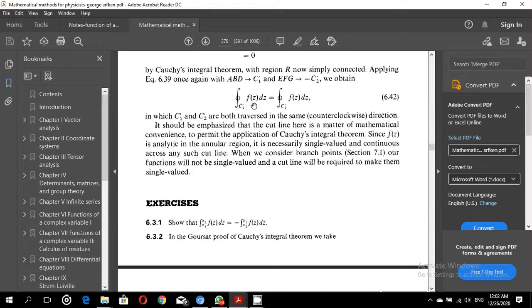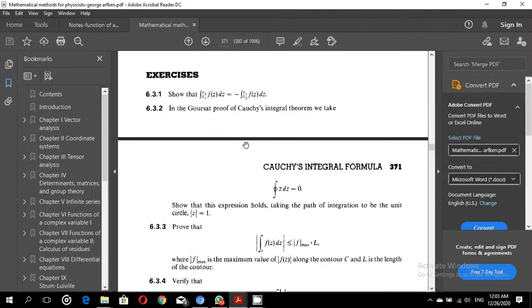Equation 6.42 is also a very interesting result, because the first integral over C1 dash, which is on a larger closed path, is equal to the integral of the function over the smaller closed path. So whatever closed path we take, the integrals will be equal.